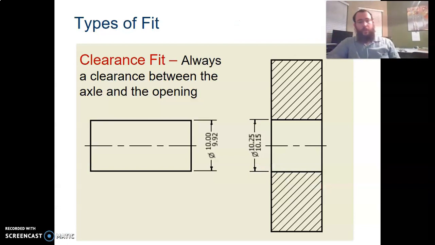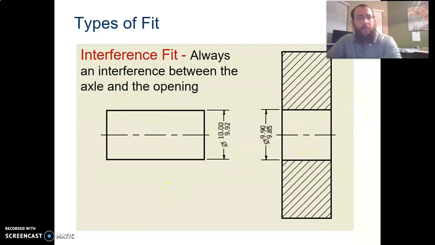So let's look again at clearance fits and interference fit. If we look at this wheel and axle here, the wheel can be as large as 10.25, but as small as 10.15. This axle can be as large as 10, but as small as 9.92, which means that this axle is smaller than the inside diameter of this wheel, which means it's a clearance fit, that the wheel can freely spin on the axle. Interference fit, that means there's always interference between the axle and the opening.